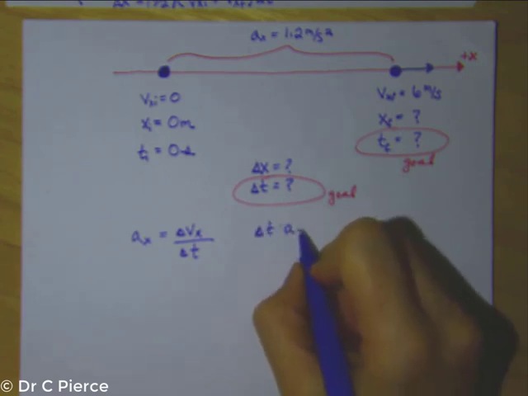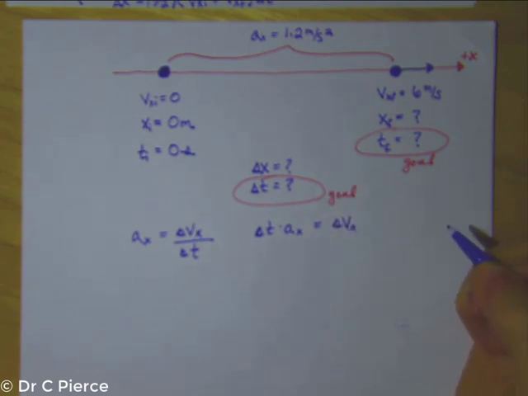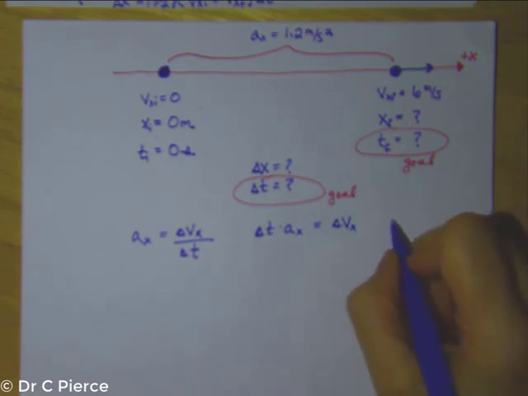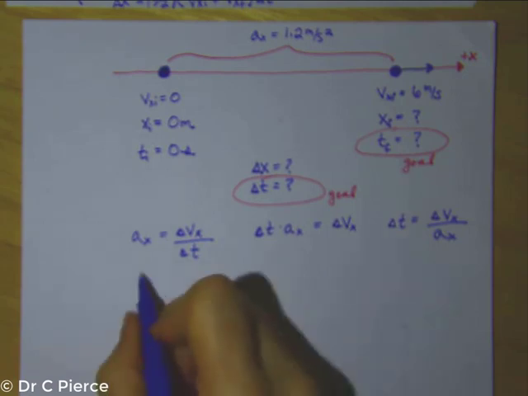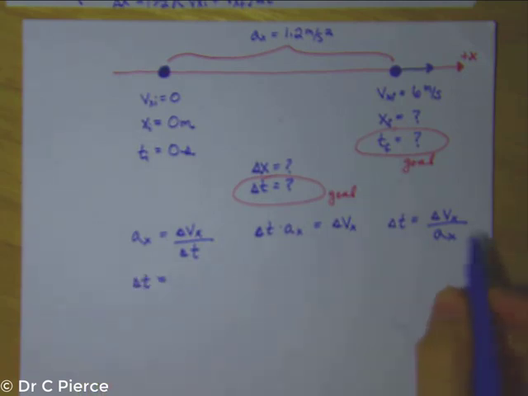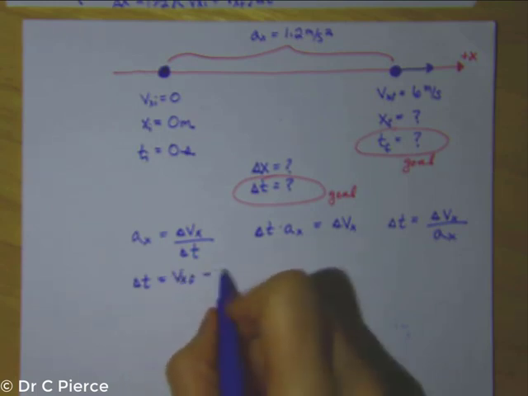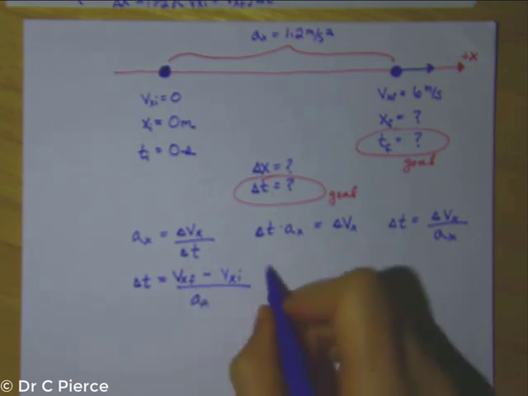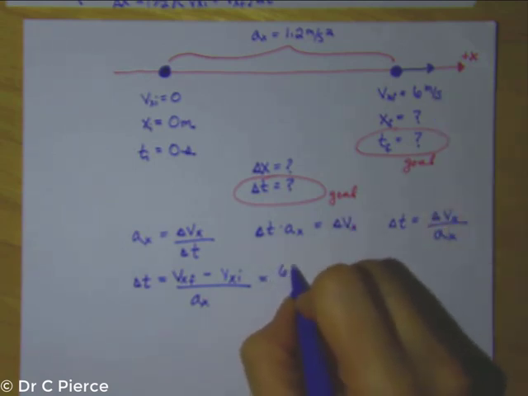So if I imagine multiplying both sides by delta t, I end up with this. Delta t times ax is equal to the change in velocity. And then to get delta t by itself, I imagine dividing both sides by ax. So we end up with delta t is delta vx over ax. So delta t is the change in my velocity. So that's vxf minus vxi over ax.